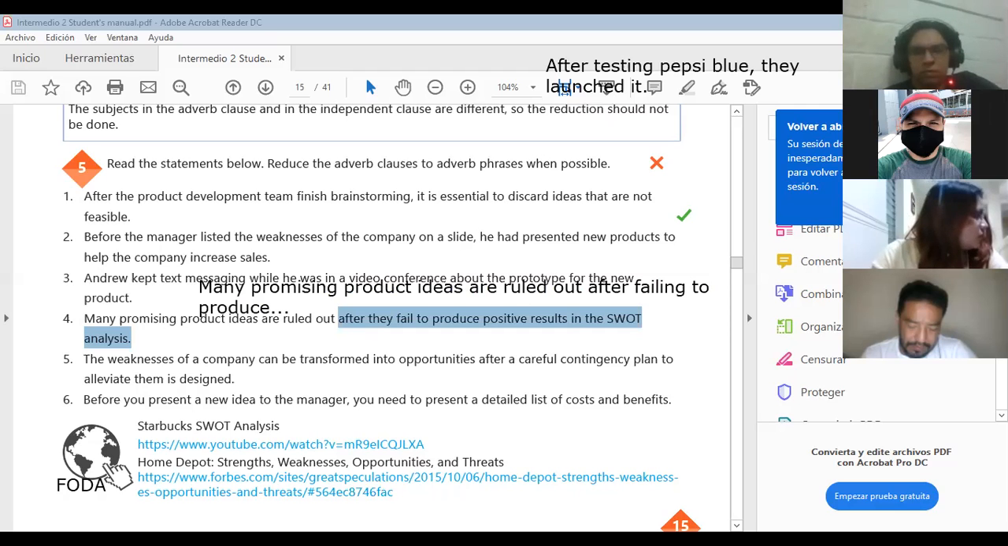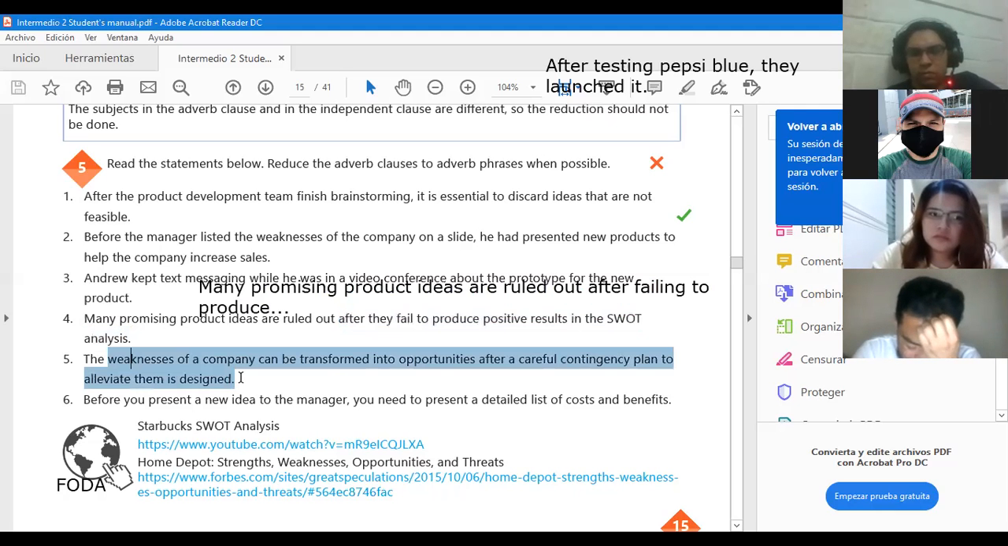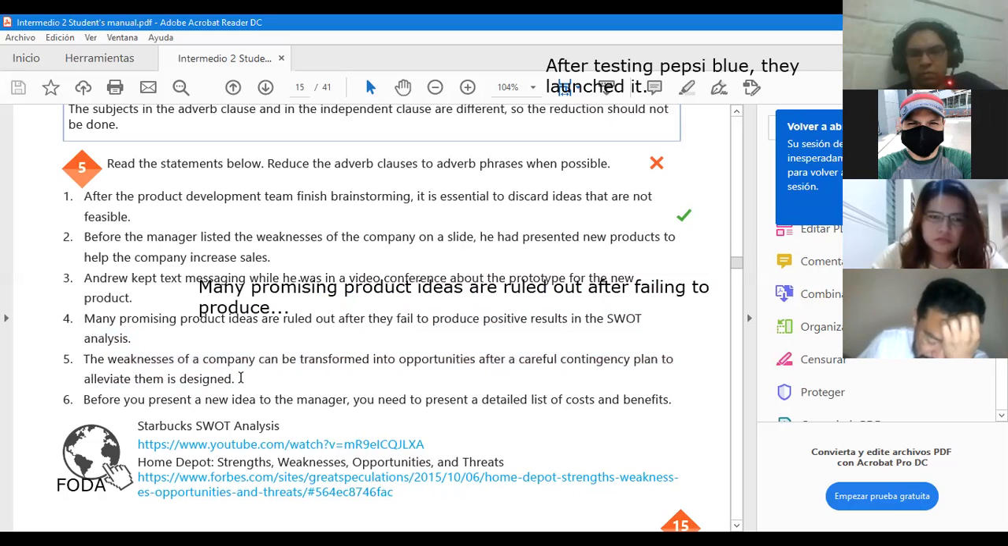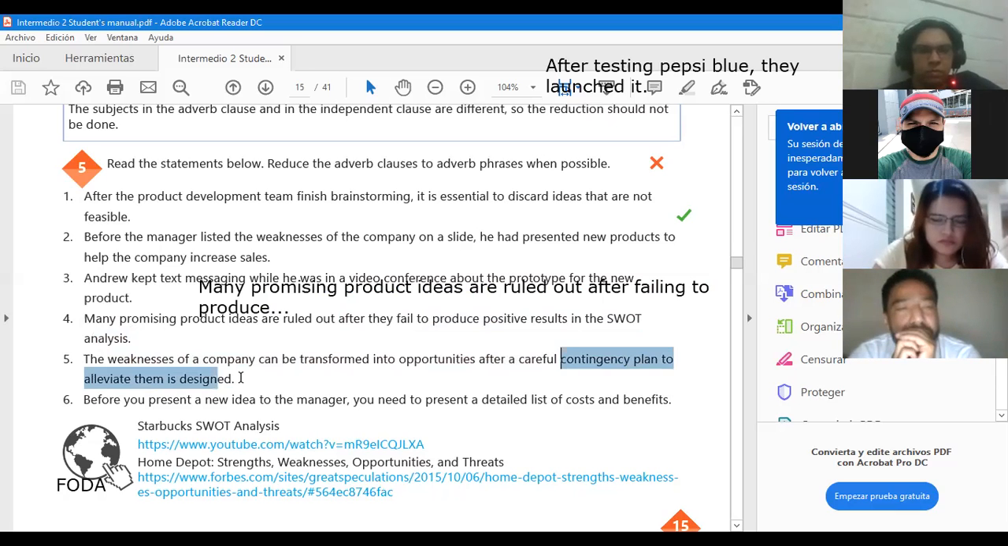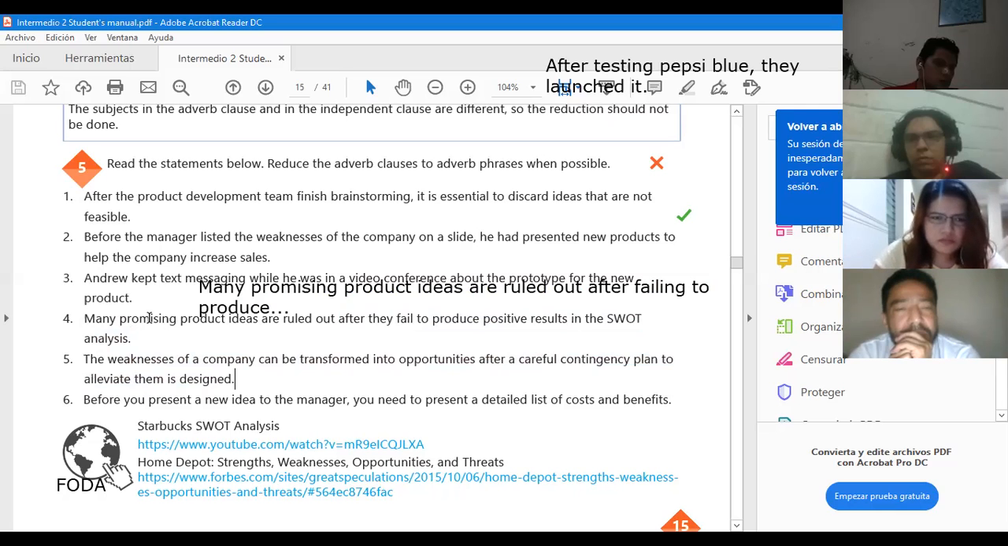The weaknesses of a company can be transformed into opportunities after a careful contingency plan to alleviate them is designed. Oopsie, yeah, this one is a tough one. So the weaknesses of a company can be transformed into opportunities after a careful contingency plan to alleviate them is designed. Can we reduce this one?